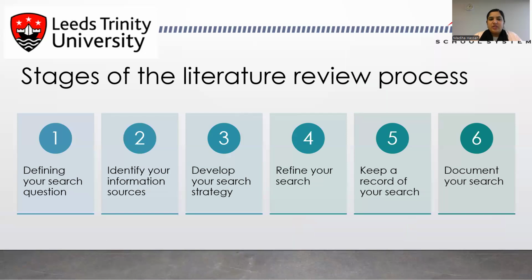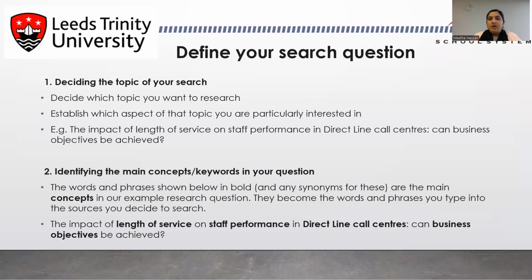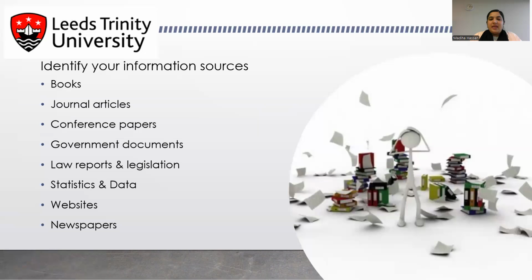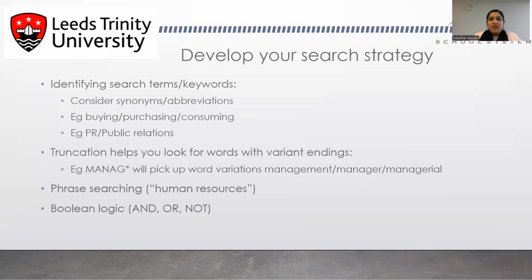Stages of the literature review process: defining your research, identify information, develop your research, define your research, keep a record. So these 3, 4 are different methodologies that different books have given us. So you can choose any of them you want. But remember, a literature review is always a systematic process. Deciding your topic, identifying the main characteristics, then identifying your information sources, books, journals, again, same thing.